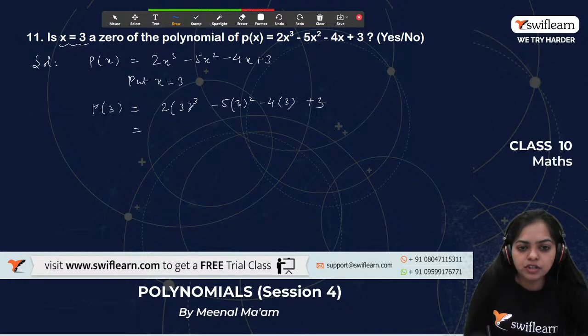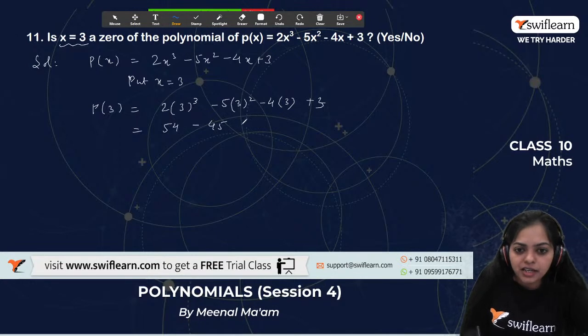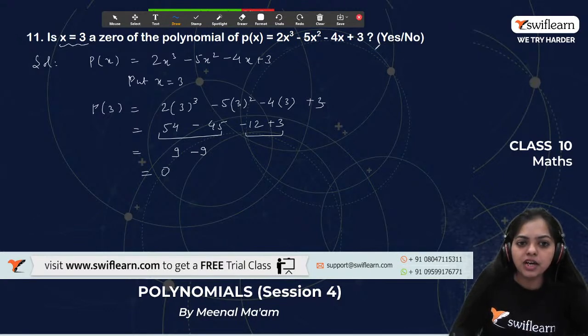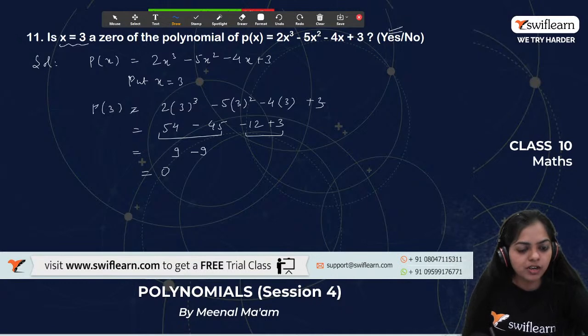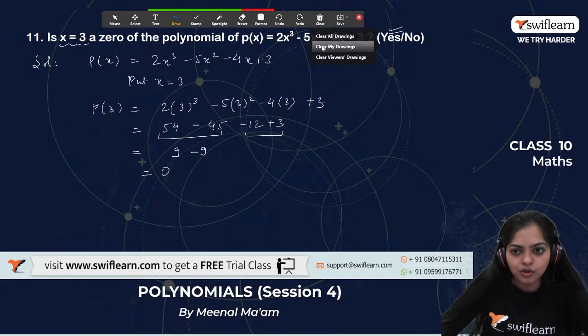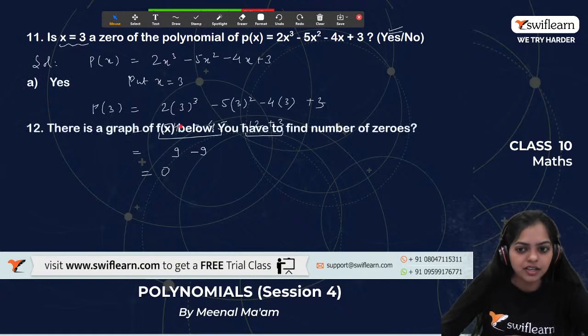Alright. After solving it, 3 3s are 9, 3 cube will be 27, 27 into 2 will be 54, minus 3 3s are 9, 9 5s are 45, minus 3 4s are 12, plus 3. 54 minus 45 is what? 9. And minus 12 plus 3 is what? Minus 9. So definitely P(3) comes out to be 0. So pakka pakka, what will be the answer? Yes, x equals 3 is a 0 of the polynomial. Alright, because when we put the value of x as 3, it comes out to be 0. So the answer is definitely yes. Let's have a look over the answer. So the answer will be yes, definitely yes. Got it, everyone?